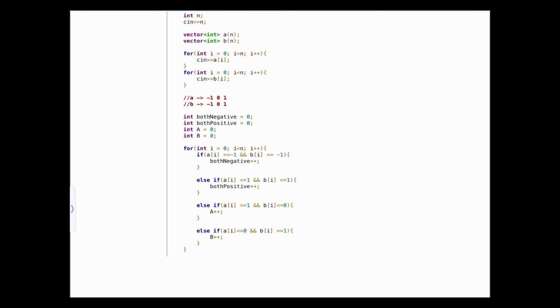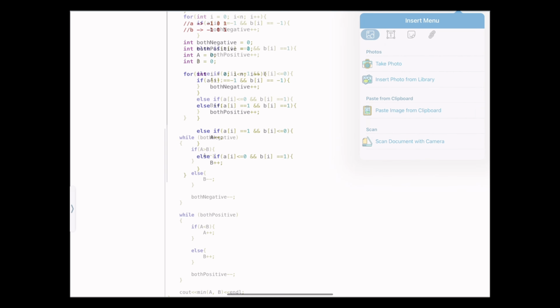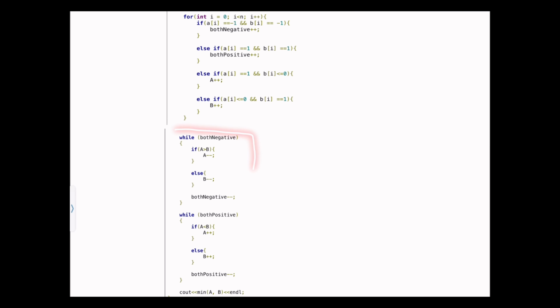So up until now, we have distributed the rating to A and B whenever they were different, right? We have incremented the count of A and B whenever the ratings were different, whenever one of them was higher. But what if both were equal? In the case of both positive and both negative, we will need to distribute that accordingly so that the value of A and B remain close to each other, because we have to maximize the minimum value of A and B. So we distribute both negative and both positive in these two loops.